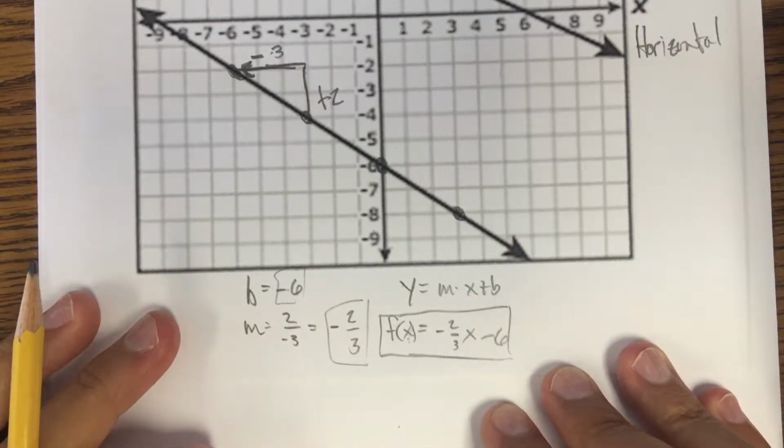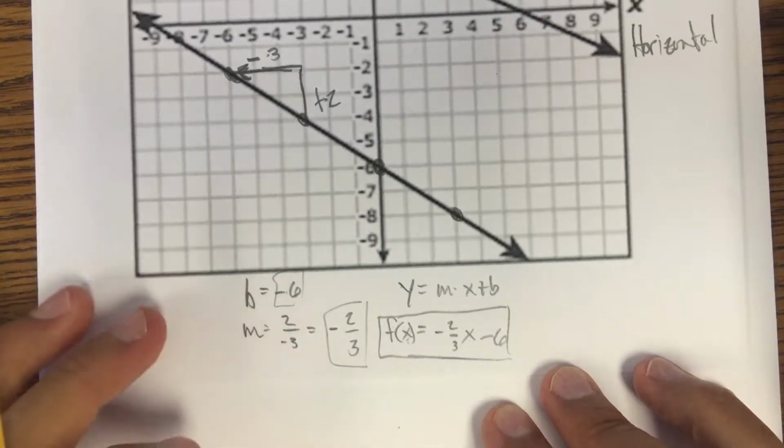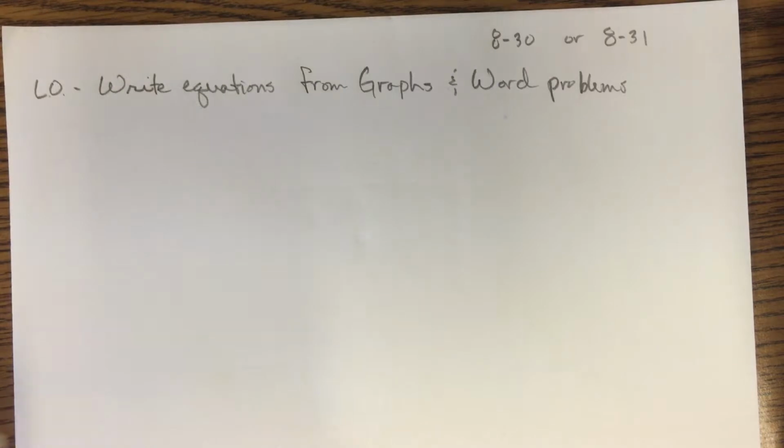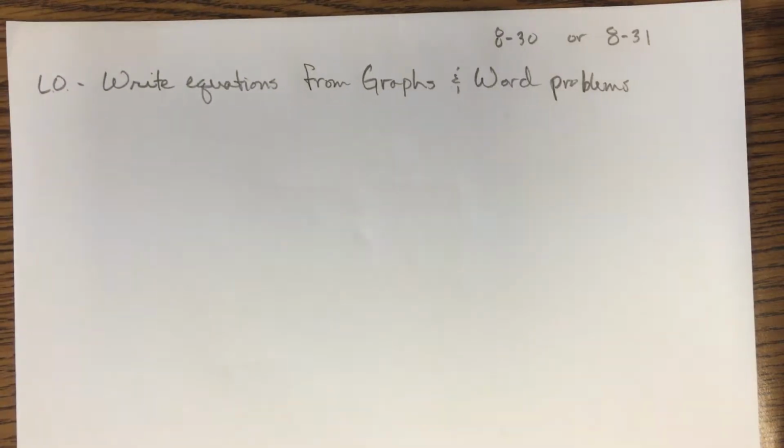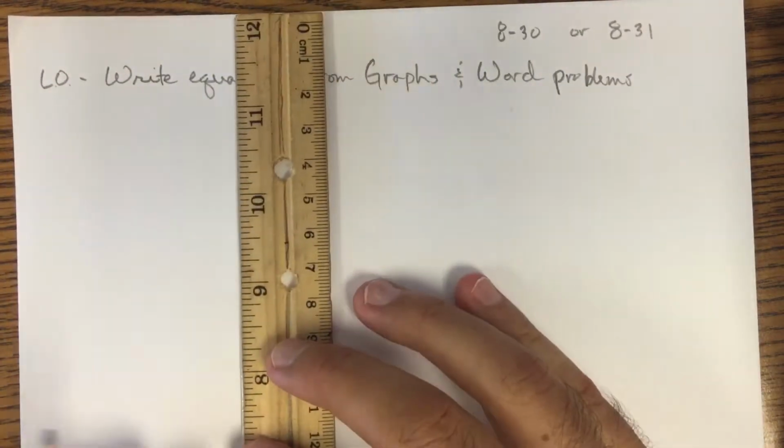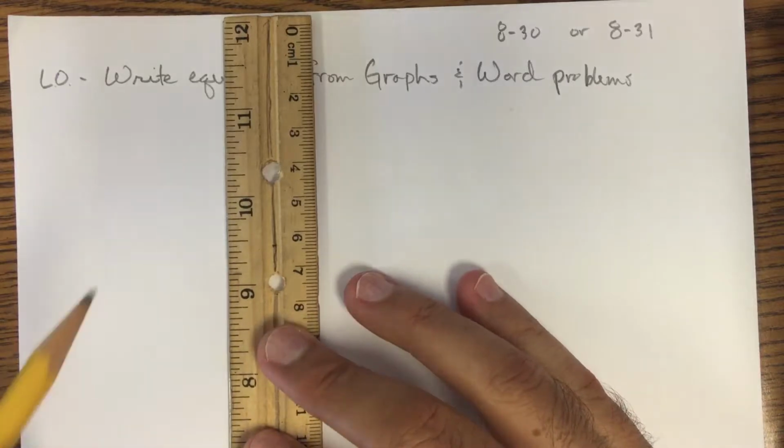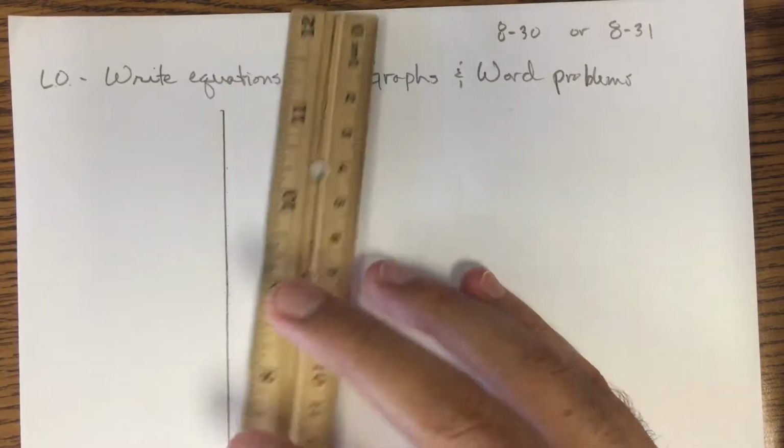Now, let's put some notes to this. Let's figure out what we need to write down. Let's fill some stuff into our Cornell notes. Let's talk about process. Let's talk about things we need to know. Let me draw our left column. Just going to draw that down.